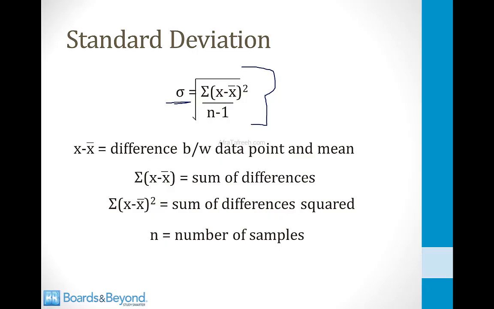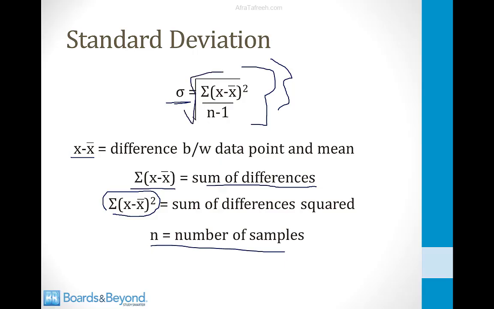So first let's talk about the elements of this equation right here for standard deviation. X minus X mean is the difference between each data point and the mean, and the sum of all the X minus X means is the sum of all the differences. So you're adding up how far away each data point is from the mean. Then you're going to square those differences, and then you're going to divide by the number of samples minus 1, and then you're going to take that entire thing and take the square root of it right here.